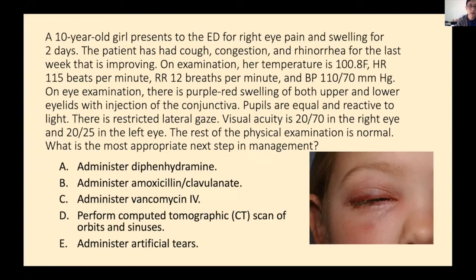On eye examination, there's purple-red swelling of both upper and lower eyelids with injection of the conjunctiva. Pupils are equal and reactive to light. There's restricted lateral gaze, visual acuity is 20/70 in the right eye, and 20/25 in the left. And the rest of the examination is normal. What is the most appropriate next step in management? So I'll give a few seconds.